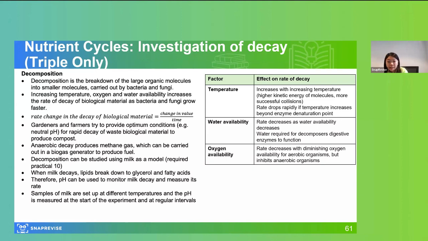There are multiple factors that affect this: temperature, oxygen, and water availability. The more the temperature increases, the more oxygen, the more water there is, the more the rate of decay of this biological material increases, because the bacteria and fungi are going to be able to grow a lot quicker with all of these things. To break it down in a little more detail, the increase in temperature allows there to be more kinetic energy, and therefore a higher rate of decay. Similar to any other process, if the temperature is too high, enzymes are going to denature, and then it's no longer going to work.